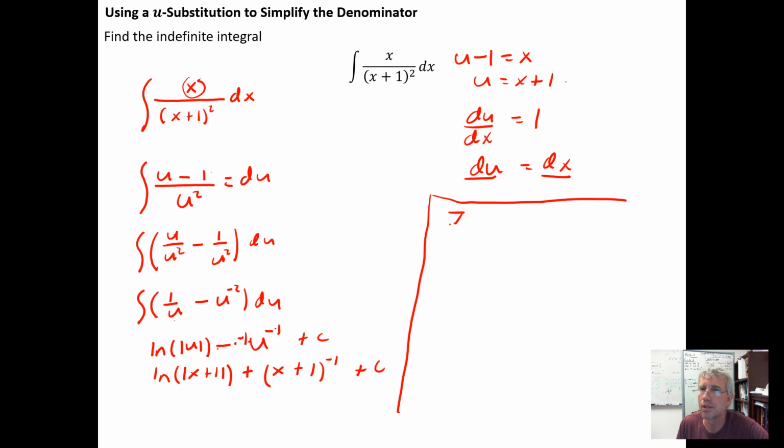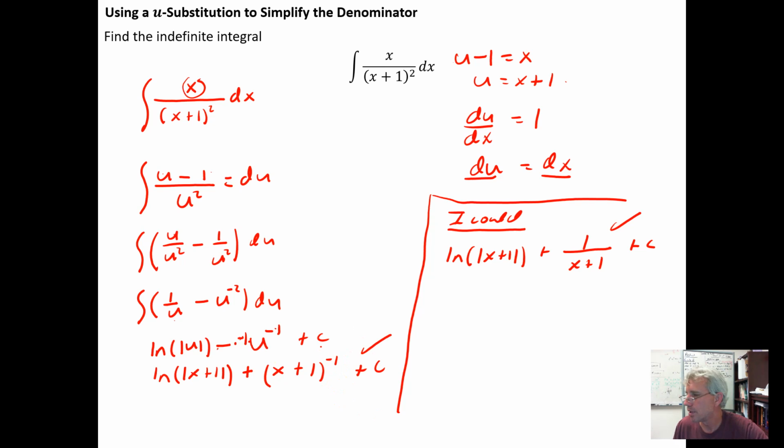I could, if I had a good reason for doing it, rewrite this as the natural log of x plus 1 plus 1 over x plus 1 plus c. And I could get a common denominator and combine things if I had a good reason for doing it. In this case, I think this is good enough. In general, I think having a negative exponent's perfectly fine. We can always change that if we have a specific reason for doing so.